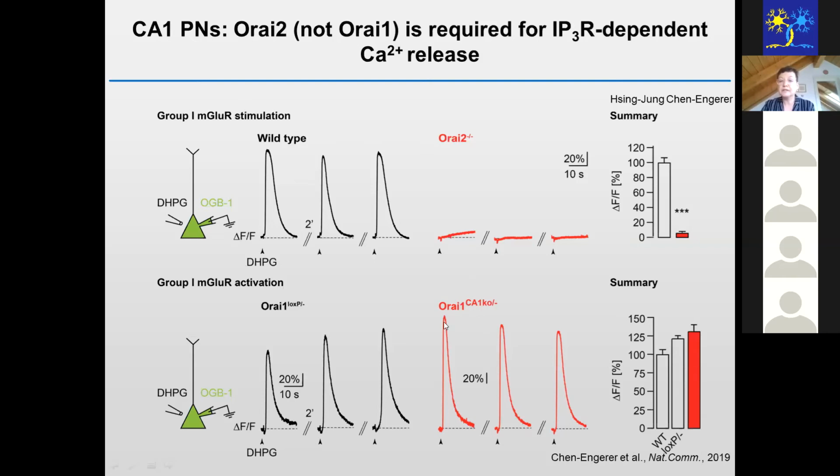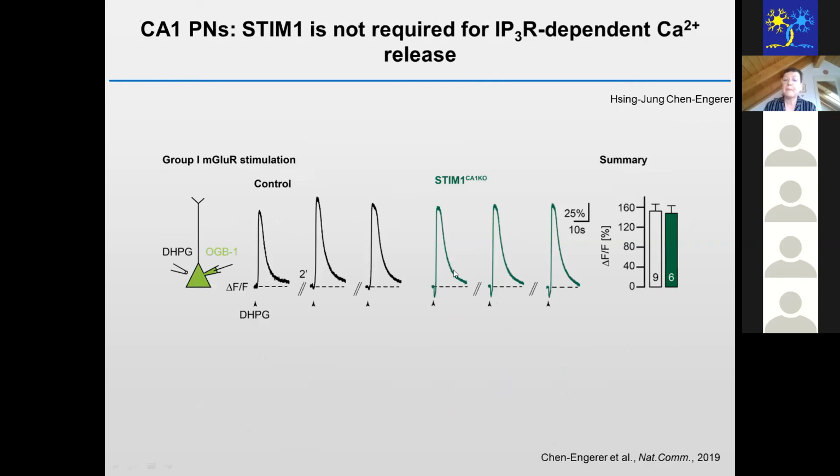So far, CA1 pyramidal neurons behave very similarly to cerebellar Purkinje cells. However, this picture changed when we performed similar experiments in the CA1-specific STIM1 knockout mice. Again, DHPG was applied to whole-cell patch-clamped somata in hippocampal slices, and the resultant IP3 receptor-mediated calcium transients were found to be preserved in the absence of STIM1. Thus, with regard to the regulation of calcium stores, CA1 pyramidal neurons appear to be different from cerebellar Purkinje cells.